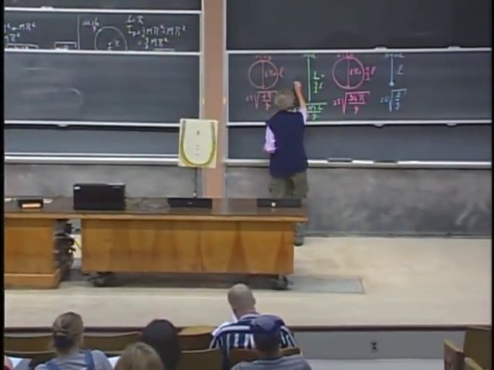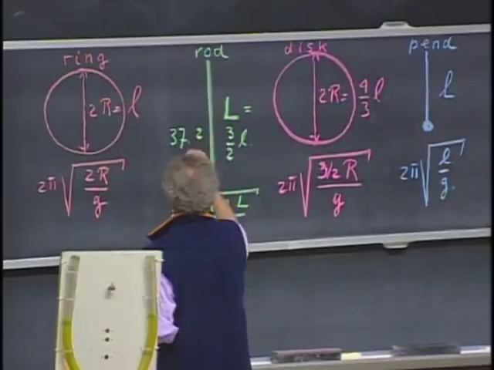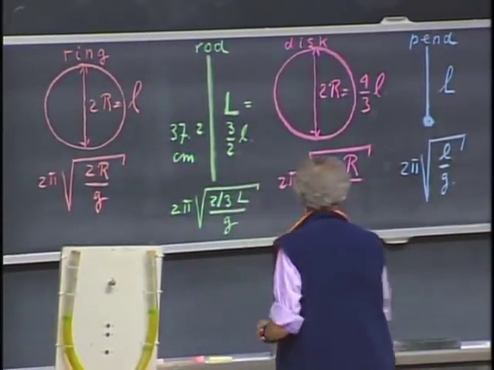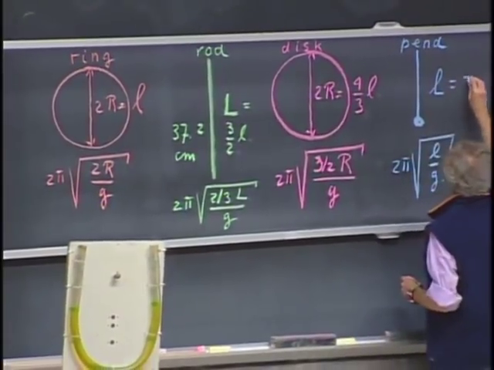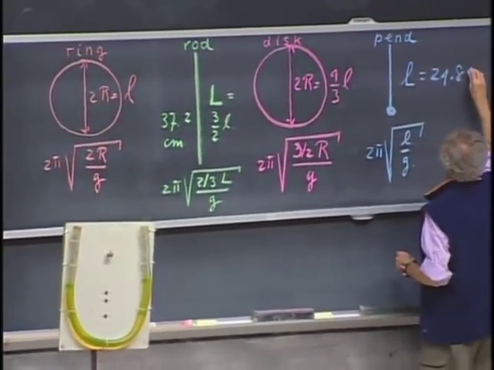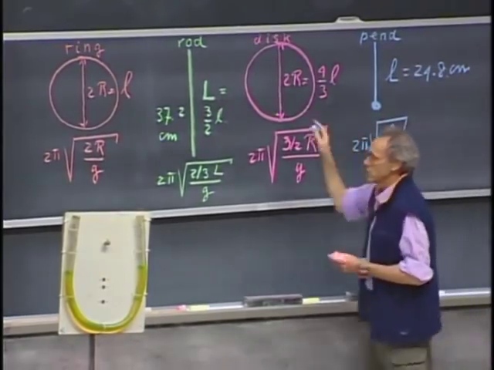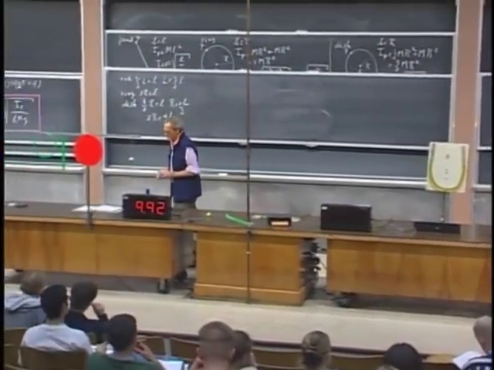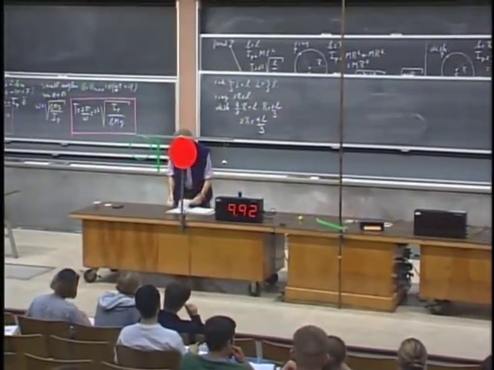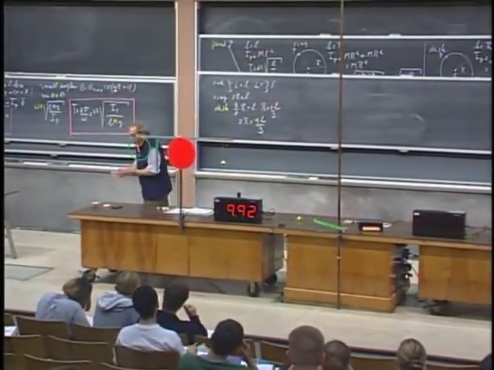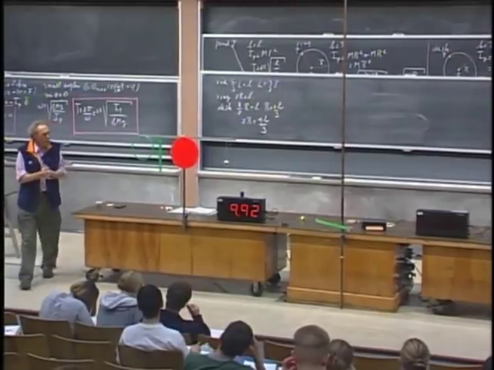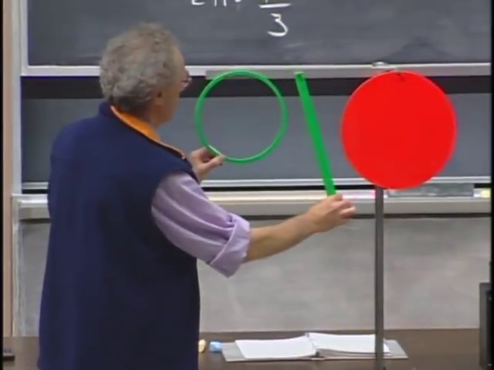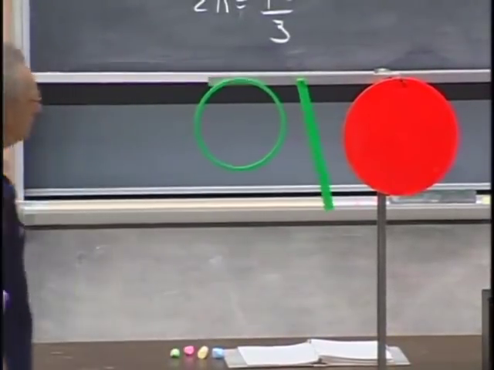So this was 37.2 centimeters. And I think that translates into, for the pendulum, 24.8 centimeters. But for the others, I leave it up to you to calculate the dimensions. Yes, 24.8 is correct. So, timing is not useful anymore. Let's just see how these two go together. We offset them, and we let them go.